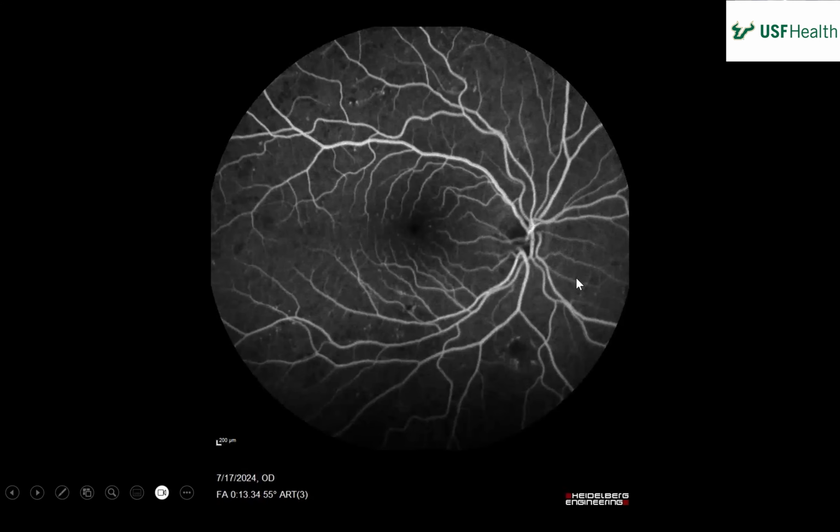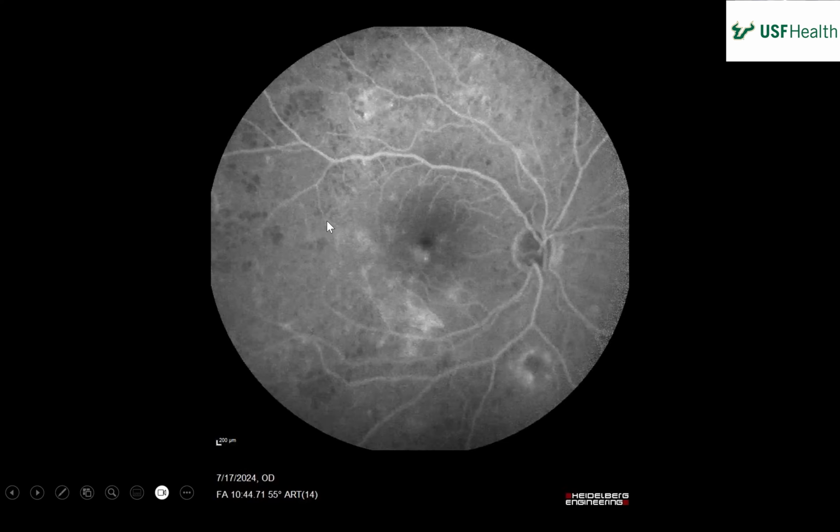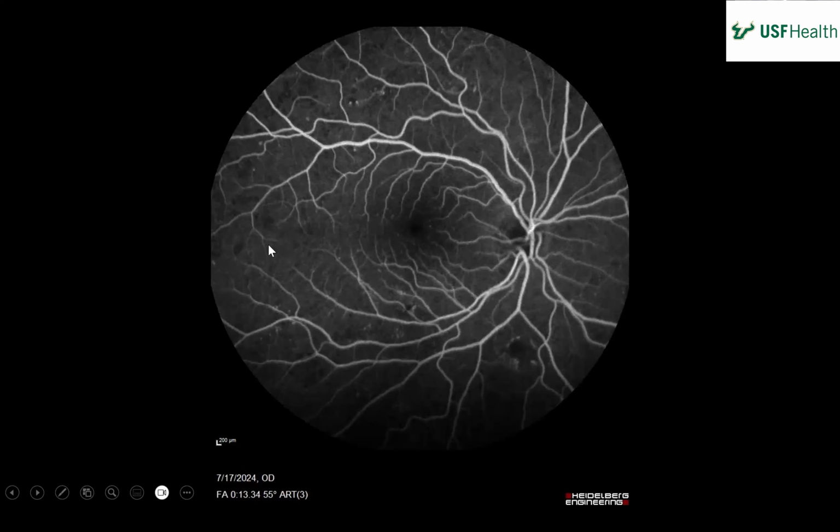So we have an FA of the right eye. There appear to be areas of hypofluorescence, corresponding to maybe blockage in these areas. I think where the hyperpigmented areas were before. I have to say that the one below the nerve, I think the ones on top are different from the one below the nerve.